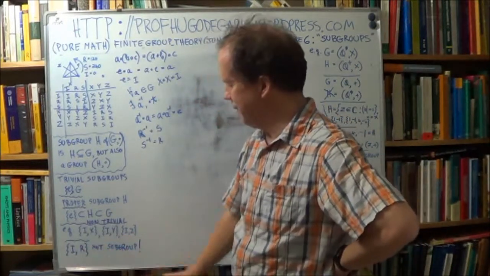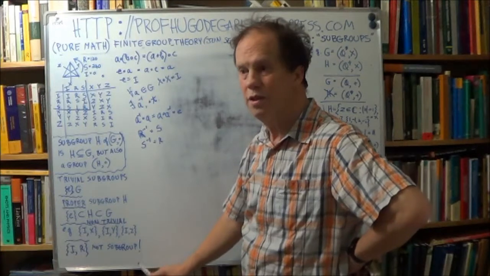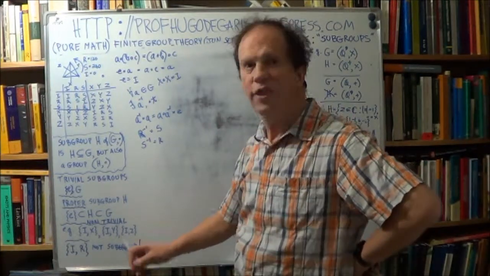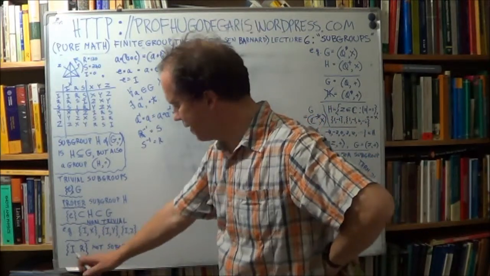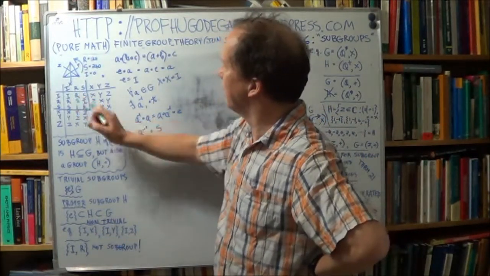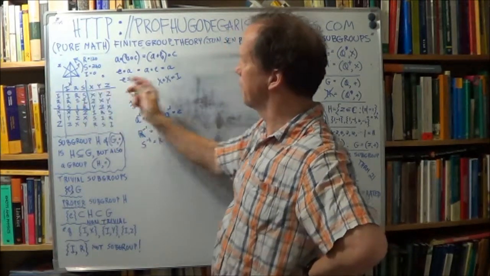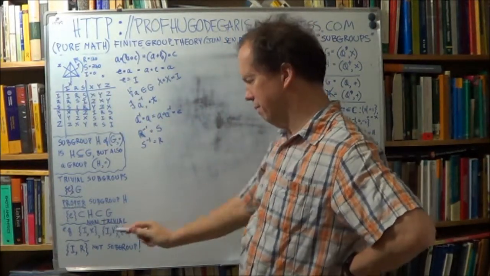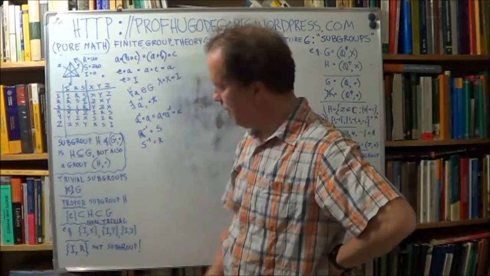Now, how about this one? Is I R a subgroup? Well, firstly, if it's not even a group, it can't be a subgroup, right? Then it would just be a subset. It's obviously a subset, just 2 elements of this set of 6 elements. But is it a group? So you take these 2 elements, I and R.